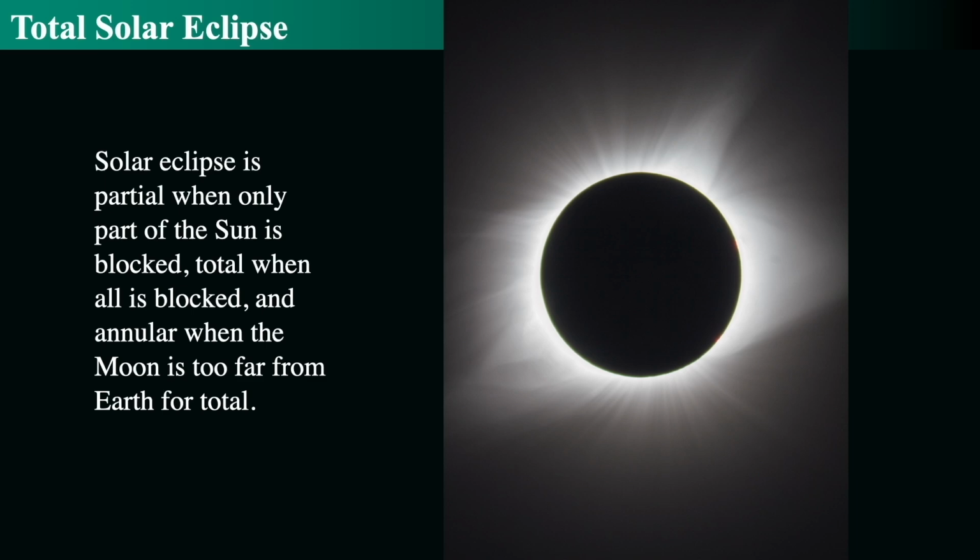A solar eclipse is when the moon covers the sun. Solar eclipses are partial when only part of the sun is blocked, and total when all of it is blocked. We call them annular, not because they happen every year, but because they make an annulus, which is a ring. Or it's total, like in this image from 2017.